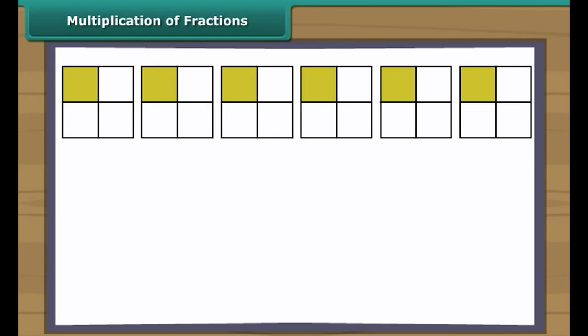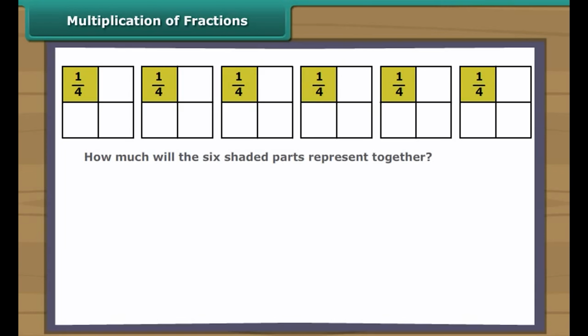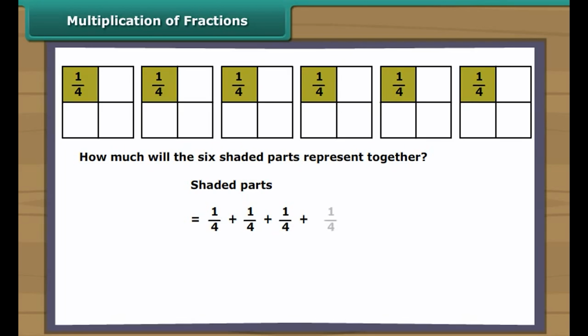Multiplication of fractions. Look at the picture. All the squares have shaded part. Each shaded part is 1/4 part of a square. How much will the 6 shaded parts represent together? We can solve this by adding all the parts.